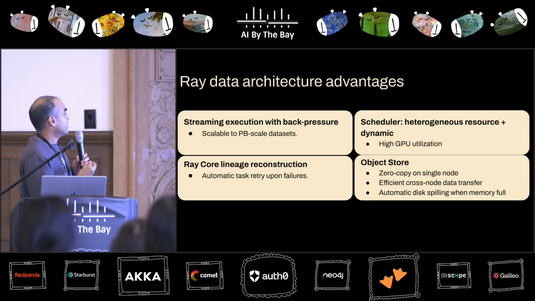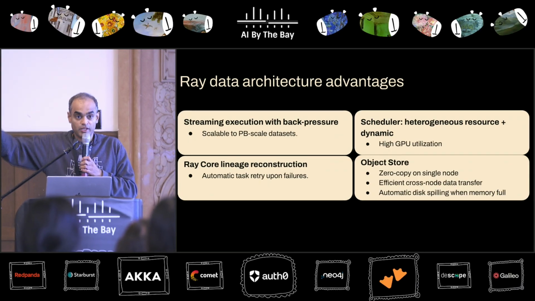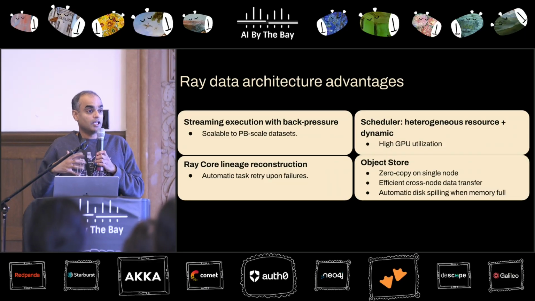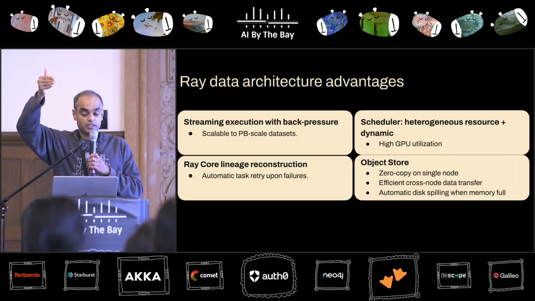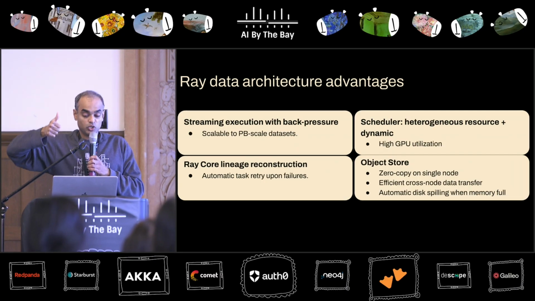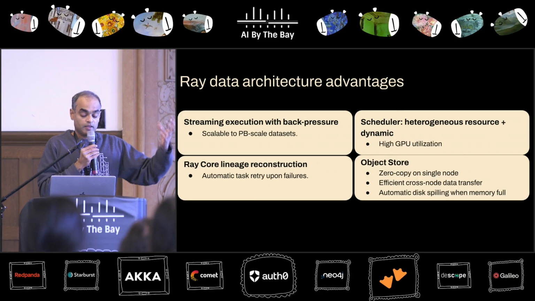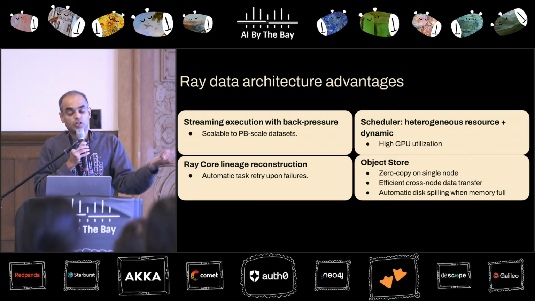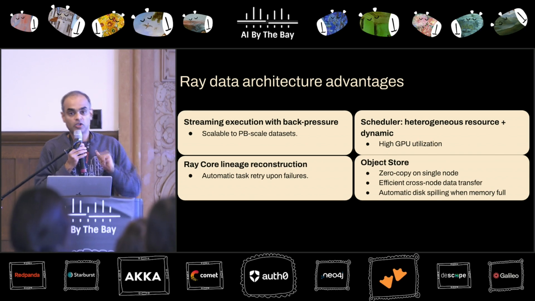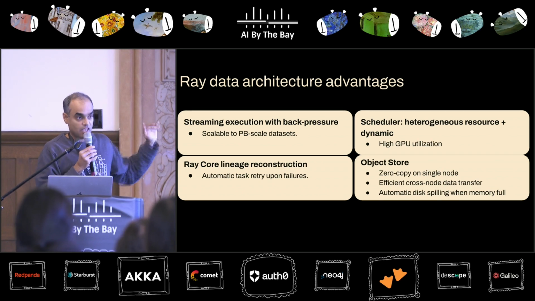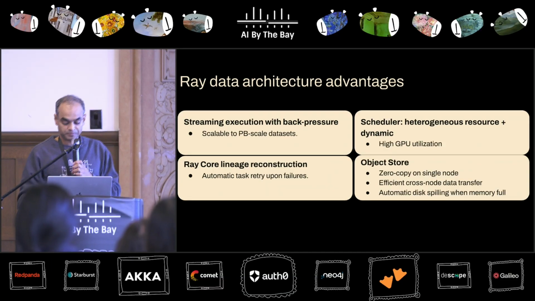So some of the architectural advantages. Streaming execution, which I just talked about, the CPU to GPU as the resized image immediately flows. And since it's built on top of Ray Core, if there's a failure in any one of the stages, it will automatically reconstruct it back. Higher GPU utilization, and there is a concept called object store, which allows an easy way to move these objects in memory. Like, you have zero copy on a single node, and it's efficient cross-node data transfer, right? This is a concept that's built into Ray Core.